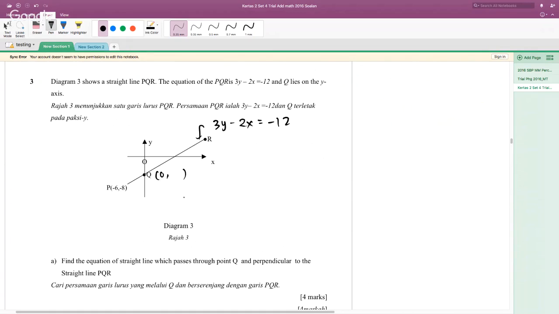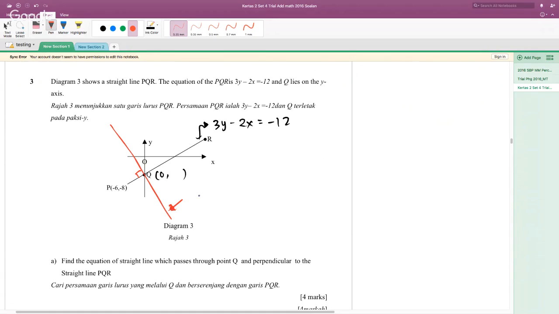Okay, so therefore, the question actually asks us to find the equation of the straight line which is passing through point Q and perpendicular to the line PQR. So we have one straight line passing through Q and perpendicular to the line PQR. So we need to find this equation.